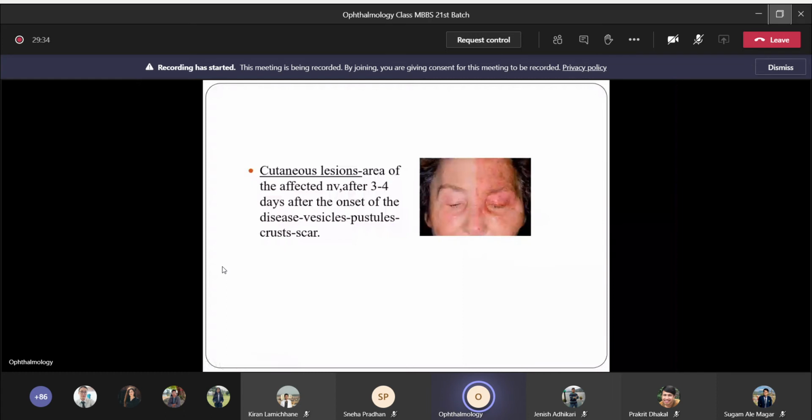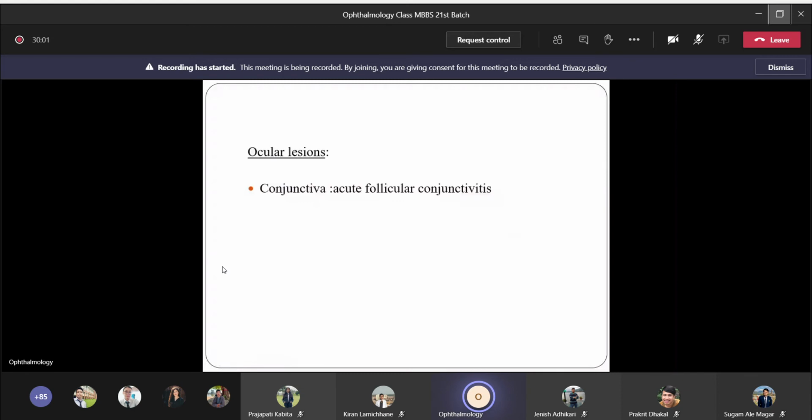In fact, you can make out an elderly patient from afar when you have these cutaneous lesions on one side of the forehead, the eye and nose, then you can guess that it could be a case of herpes zoster ophthalmicus. Usually the skin lesions are in the form of vesicles, pustules, crust, or scar. And in the conjunctiva, similar to herpes simplex, you have acute follicular conjunctivitis, with the presence of follicles there.